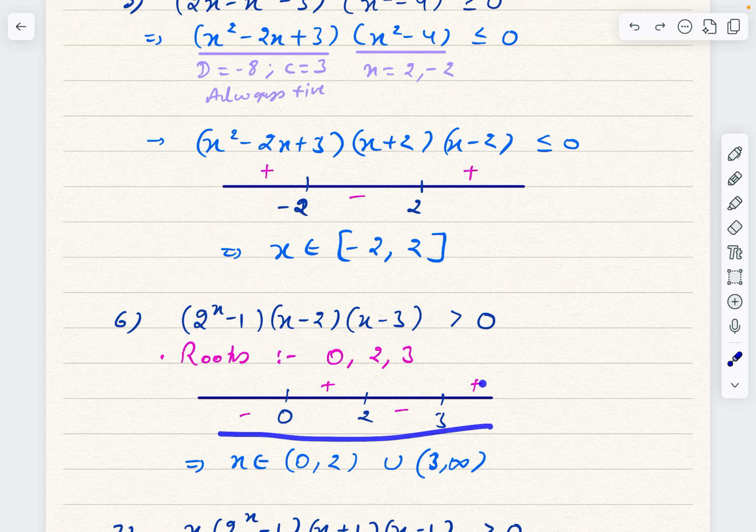Plot them on the number line: plus minus plus minus. You want greater than 0. So 0 to 2, 3 to infinity. So open 0 to open 2, union 3 to infinity. I hope it makes sense. Next problem.